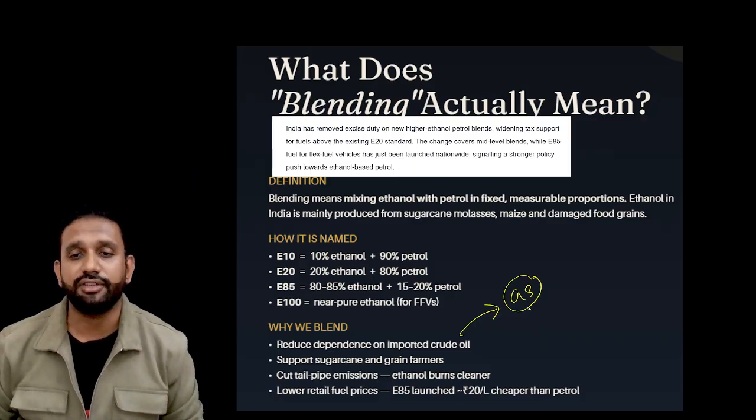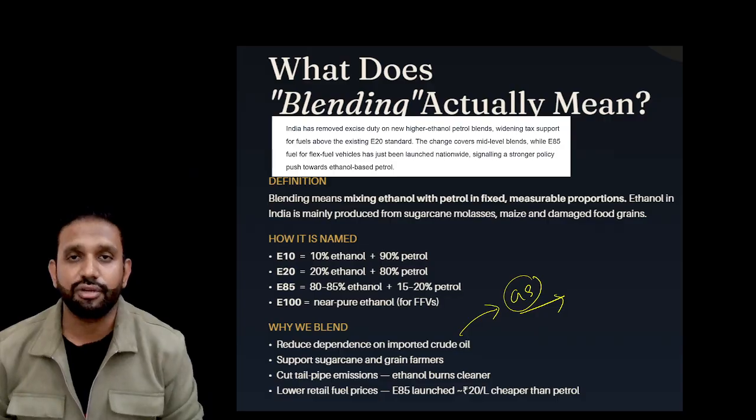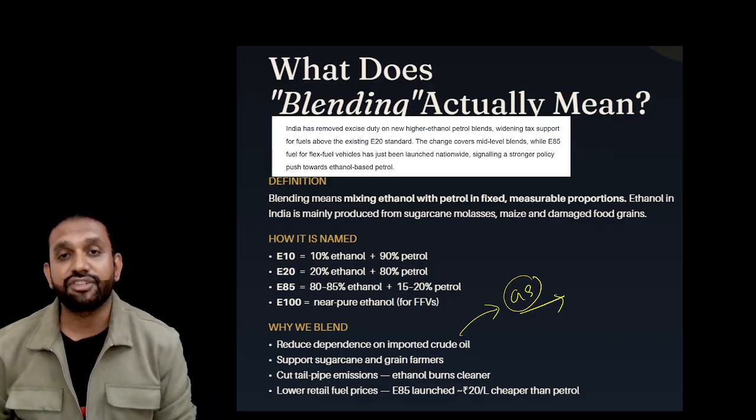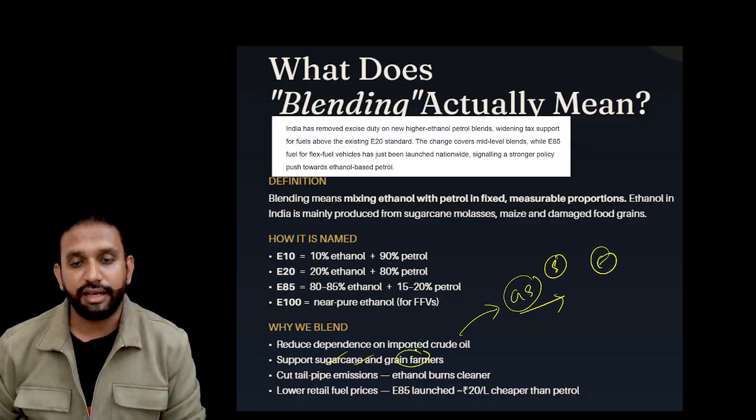That's the reason we have to have sustainable growth in the economy, production activities and manufacturing activities. So we have to move towards such fuels which can add an extra layer of security with regard to energy sources. Support sugarcane and grain farmers. That is another important spillover benefit. Cut tailpipe emissions. Ethanol burns cleaner. Global warming, climate change.